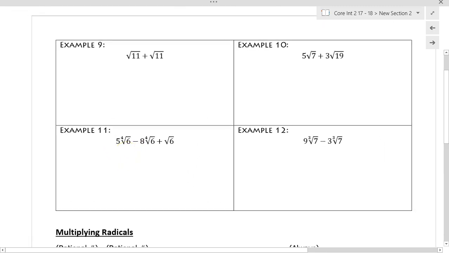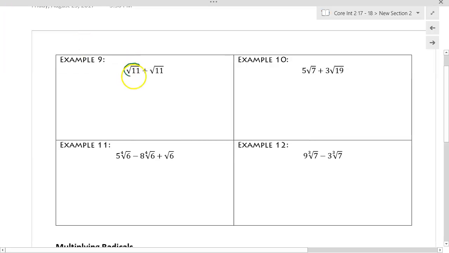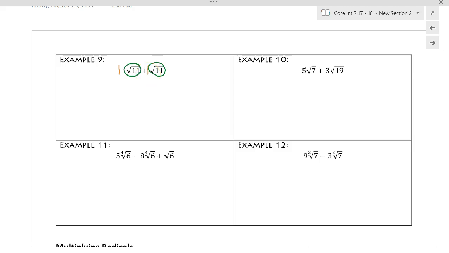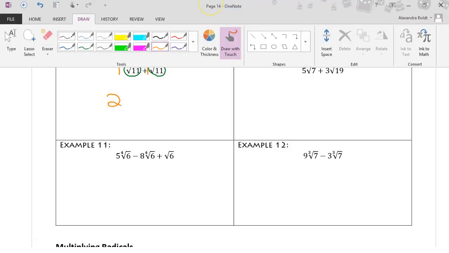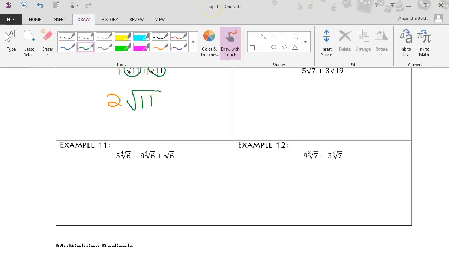Alright, square root 11 plus square root 11. Again, my roots are the same, so I can add them. My coefficients, my numbers in front. Remember, if there's no number in front, it is just 1. So 1 plus 1 is 2. My square root stays exactly the same, square root 11.